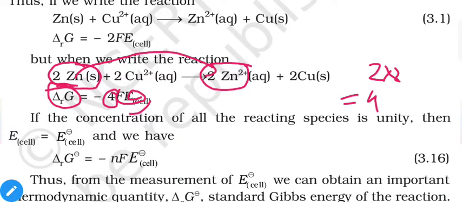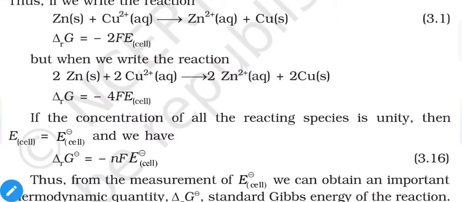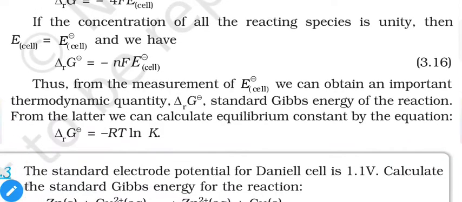So it represents that the value of E is an intensive property, whereas delta G is extensive. If concentrations are in unity, or they are 1, the cell potential will be the standard cell potential. If the standard cell potential is there, then if we place it in this equation, you will get the standard Gibbs free energy. And equation number 3.16 will be our main equation, which represents the relationship between delta G and E, that means thermodynamics and electrochemistry. So from this relationship we can find the cell potential or Gibbs free energy, which is unknown to us.